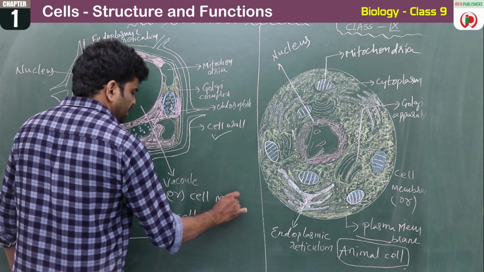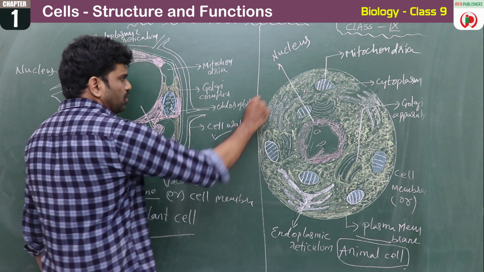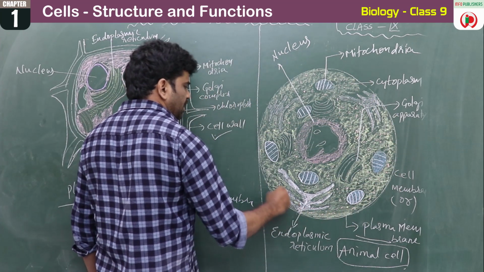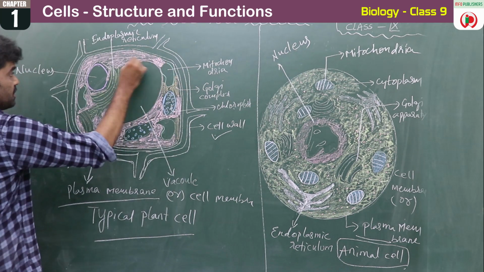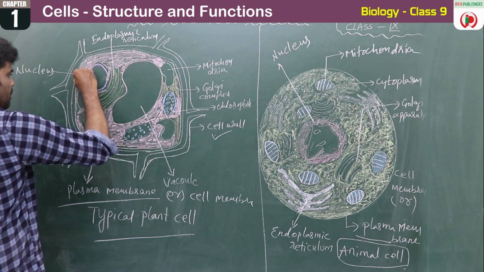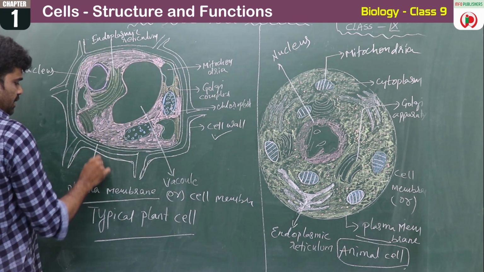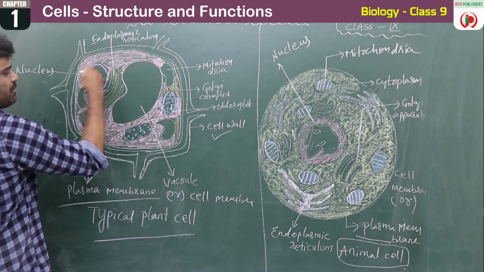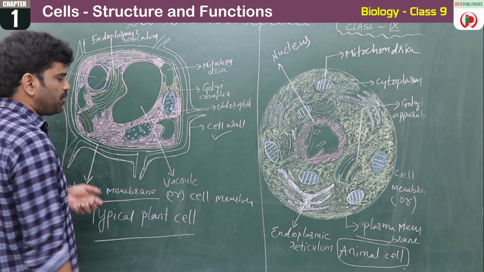So see, children, this cell membrane is the outer layer. Here also the cell membrane is present. See, this is the cell membrane. And here, see, this is the cell membrane. Yes or no? So this cell membrane is common for both.